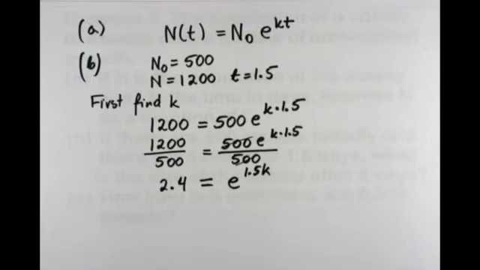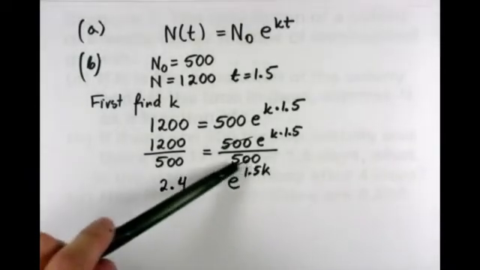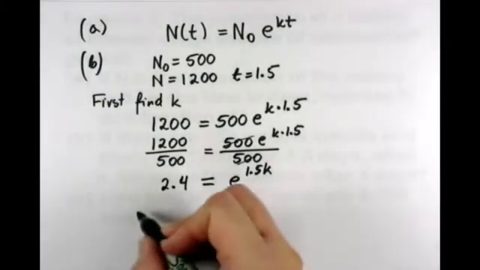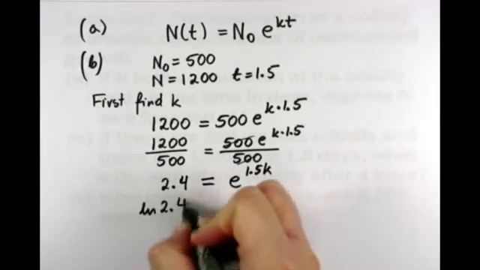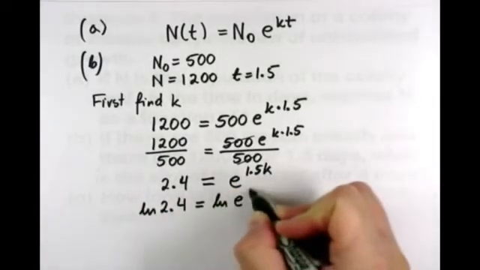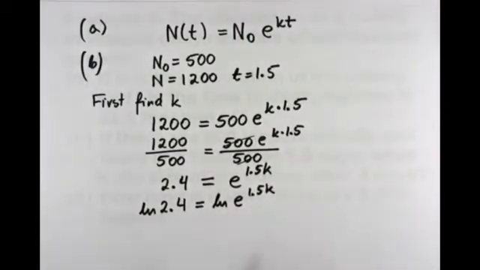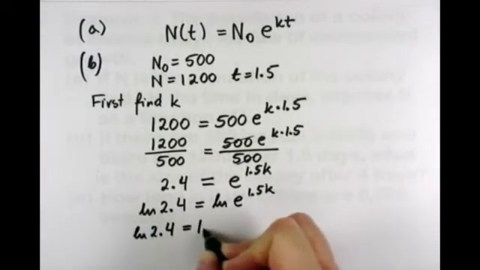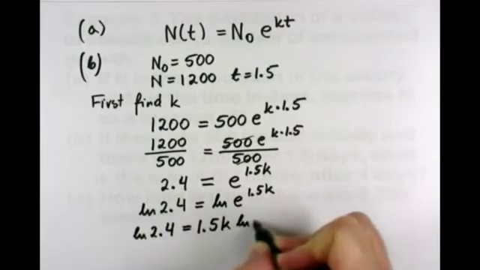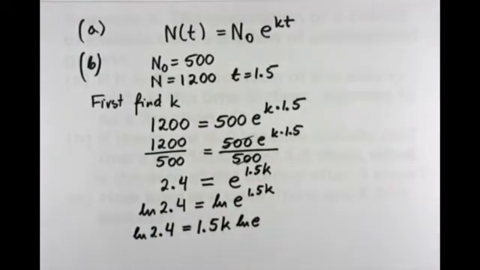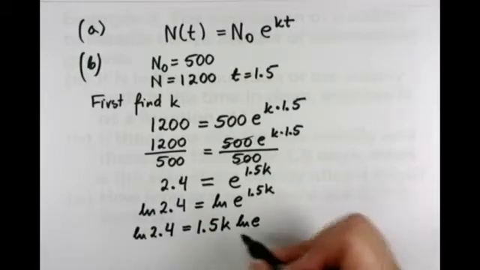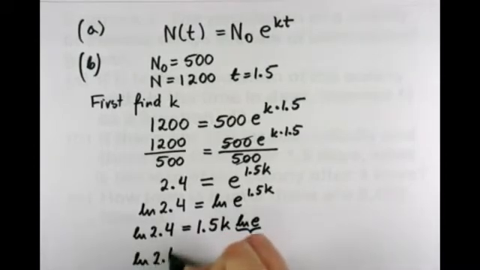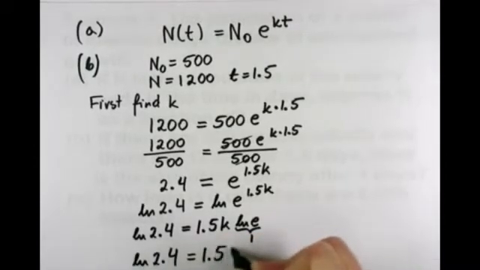And now we would like to bring that exponent k down. In order to do it, I need to have logs. So I'm gonna take log of both sides. It can be any log, the answer should be the same. So I'm taking ln of e to the power 1.5k. Now I'm bringing this down, so I have ln 2.4 is equal to 1.5k ln e. ln e is 1 by the definition of log, or you can just punch on the calculator to see that indeed ln e is 1. So we have that ln 2.4 is equal to 1.5k.